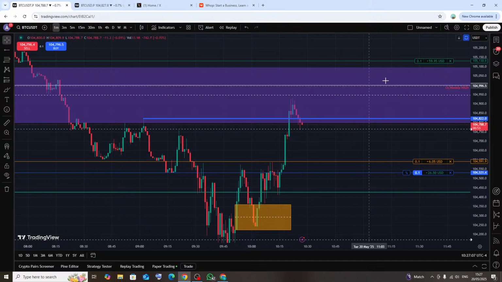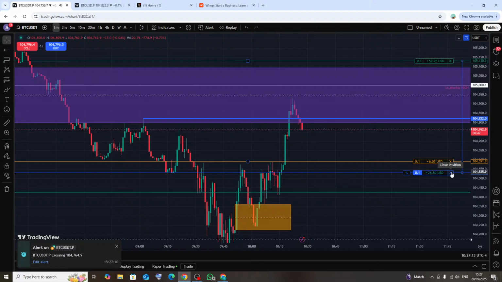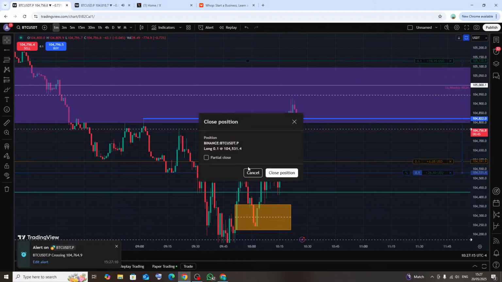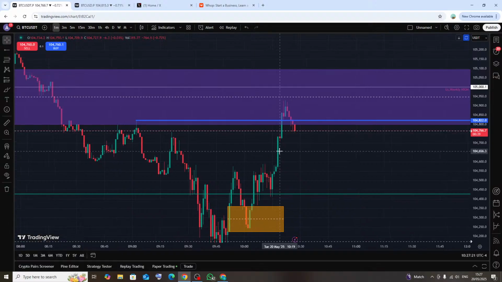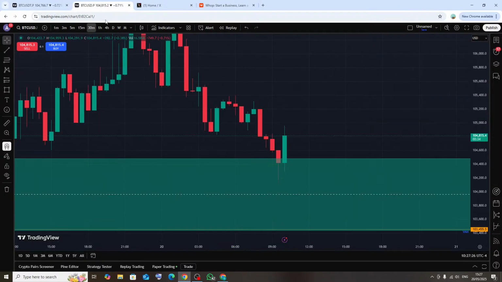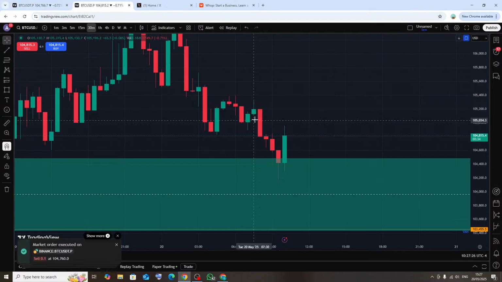Maybe it spends some time, maybe shows rejection, comes back down as well. I think I should close my position because I'll not be in front of the charts, and then yeah, we're done. But it is possible that it could go to 105,200 from here.